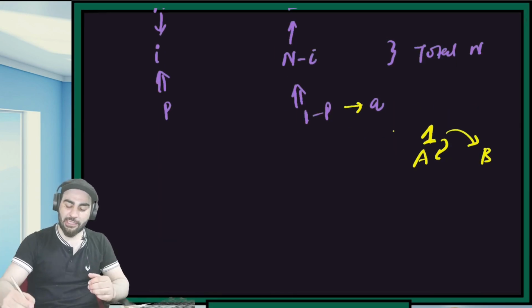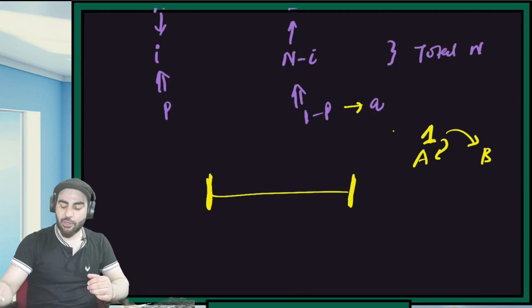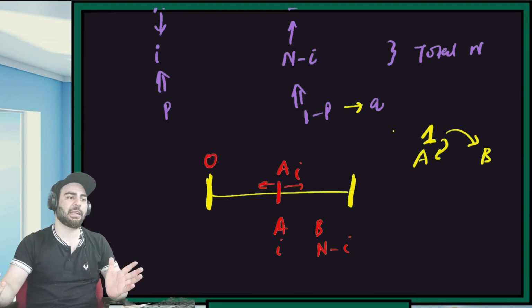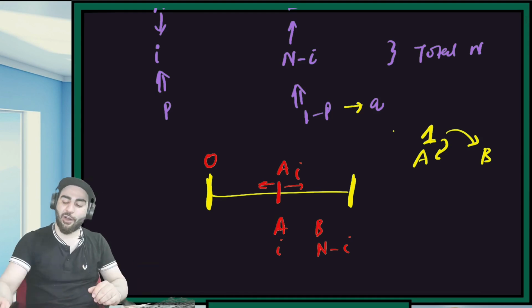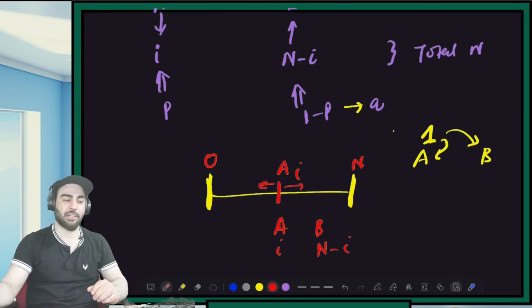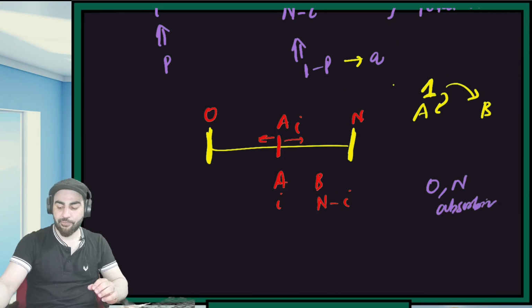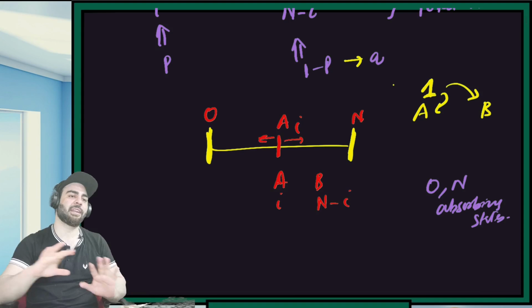So it goes like this. Initially A has i dollars, and B has n minus i. Let's say A is over here at i dollars. A can either go right, winning $1, plus 1, or go left, minus 1, losing $1. So at the end, either A loses everything and goes bankrupt, that is, goes to $0, or A wins everything that B has, reaching n dollars. These two, 0 and n, are called absorbing states, because here the game will stop.